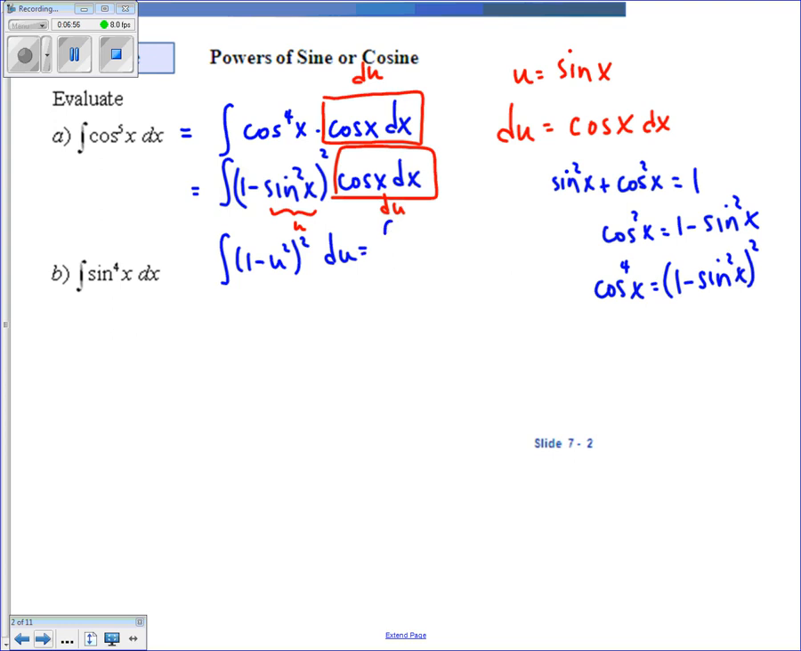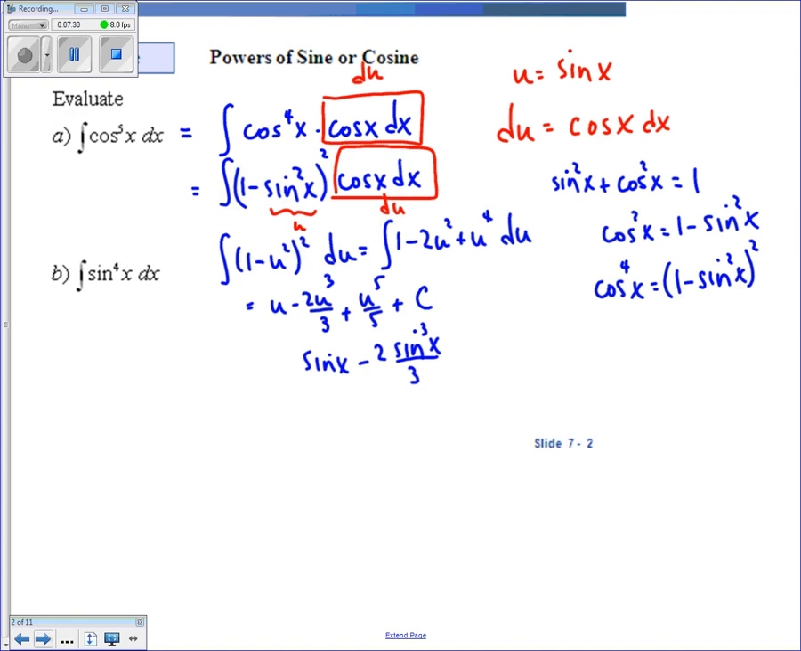But we can expand this thing out using the FOIL, which will be 1 minus 2 times u squared plus u to the fourth. I'm just expanding it out. It's just the distributive property or FOIL: 1 minus u squared times 1 minus u squared. And now applying the power rule is going to give me u minus 2u cubed over 3 plus u to the fifth over 5 plus my c. Going back to my original variable, I now have sine of x minus 2 times sine cubed of x over 3 plus sine to the fifth x over 5 plus c.